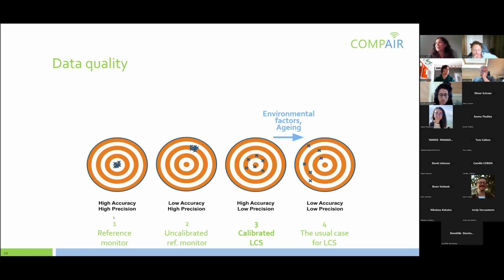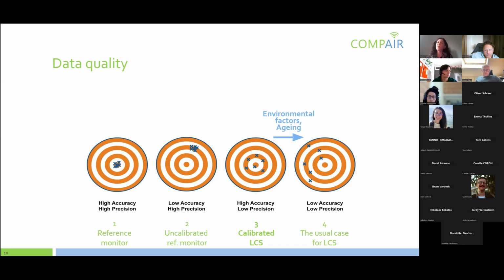But if your reference monitor was uncalibrated, you could see the 6 results that look like number 2. And in the case of low-cost sensors, you have low accuracy and precision, which means that if you buy a random sensor, your measurements could look like number 4. And what we're trying to do using calibration, by compensating for these environmental factors, is to bring 4 more towards 3. So that you have higher accuracy, but your sensor may still have low precision, and by scaling up the number of sensors, so deploying many sensors, then you can have a reasonable impression of your local hotspot or whatever you would like to measure in your citizen science campaign.